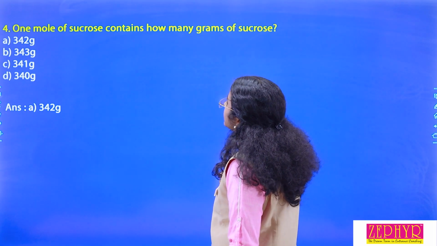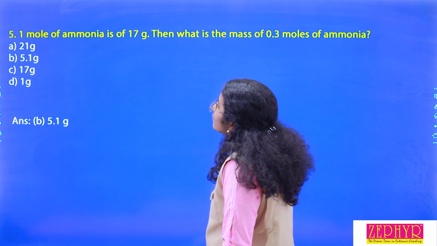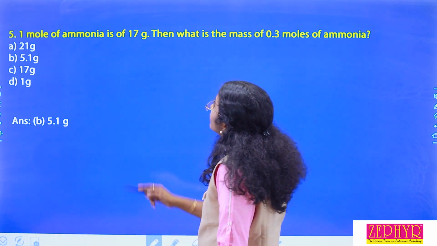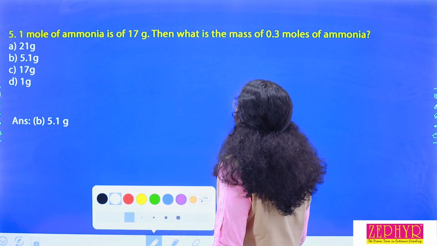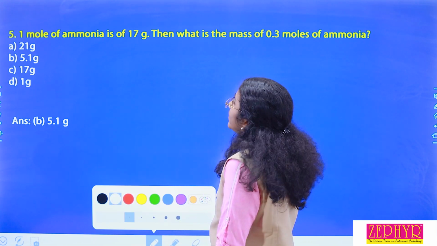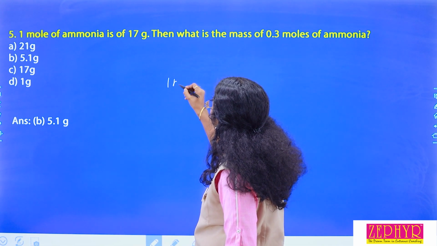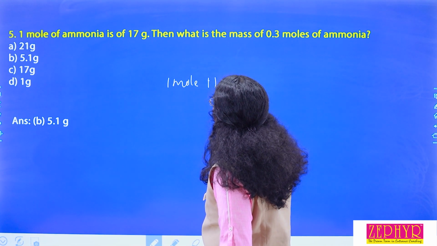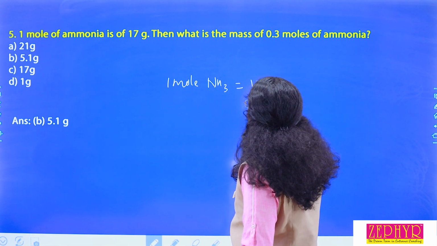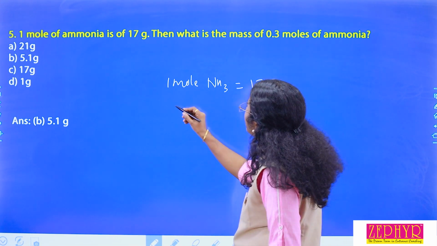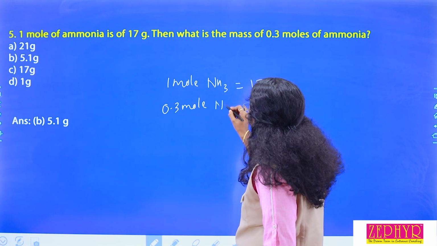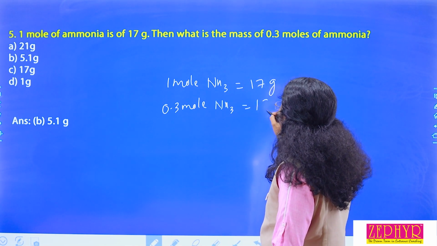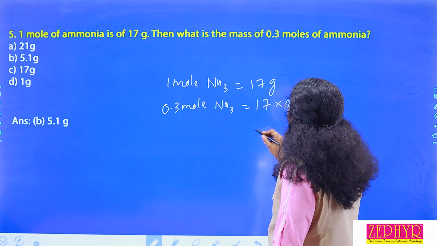Okay. Then the fifth one: 1 mole of ammonia is 17 gram. Then what is the mass of 0.3 mole of ammonia? 1 mole ammonia equals 17 gram, right? So what about 0.3? For 0.3 mole ammonia, 17 multiplied with 0.3.